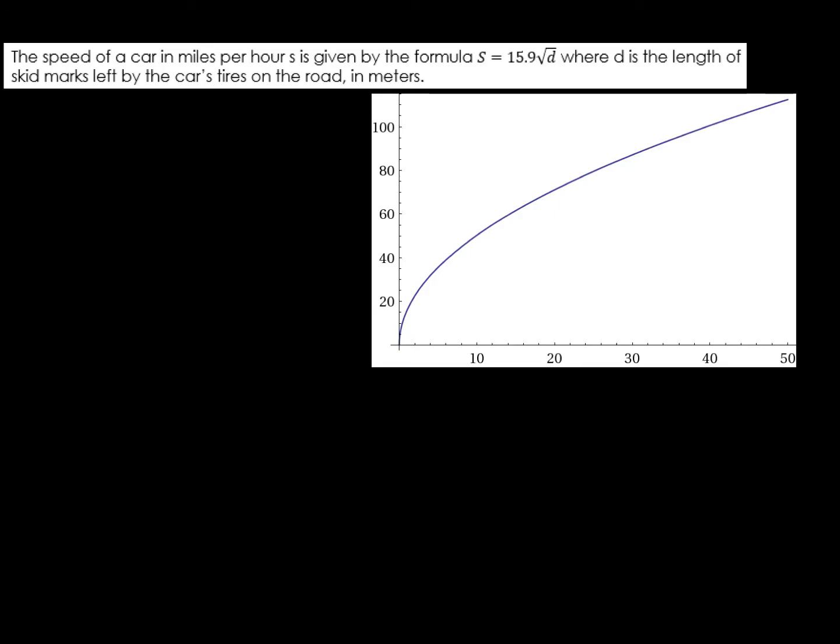Here we have an equation which actually allows us to look at the relationship between the speed of a car in miles per hour, which is S, and D, which is the length of the skid marks left by the car's tires. So here's that equation. S is equal to 15.9 times the square root of D. And here is what the graph of that function looks like. What I want you to do right now is go ahead and write out this intro and the graph and label the axes appropriately.